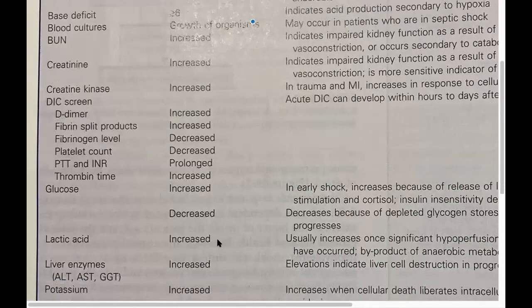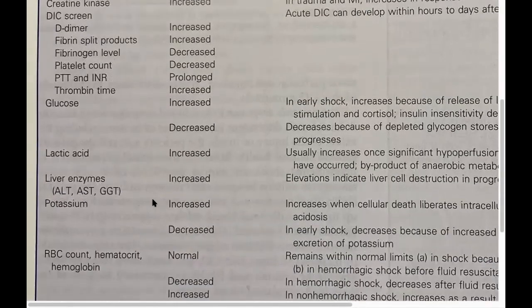Glucose we've talked about, lactic acid we've talked about. Liver enzymes, sure, they can increase with any kind of shock. How's that? Well, the liver is actually not a huge priority when it comes to life or limb. So it doesn't get the blood it needs, cells start to die. When they die, they release liver enzymes. So that could go up.